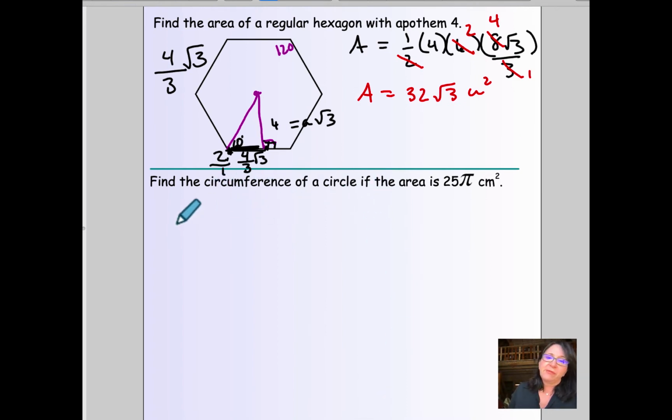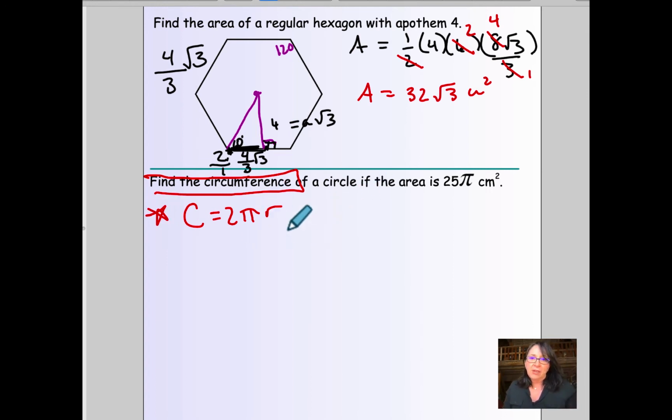So the circumference equals 2 pi r. And that's what they're asking me to find. I want you to highlight that because we don't have the radius in order to find the circumference. But we do know the area of a circle, the formula is pi r squared. We do have the value of the area, which is 25 pi. So I'm going to plug that in for my area.